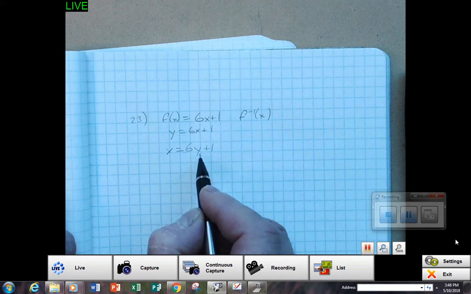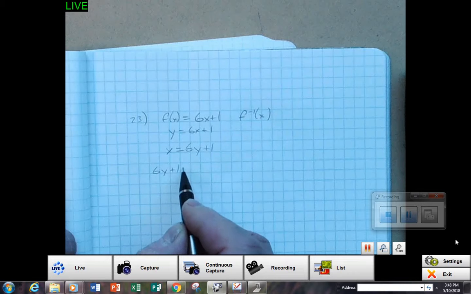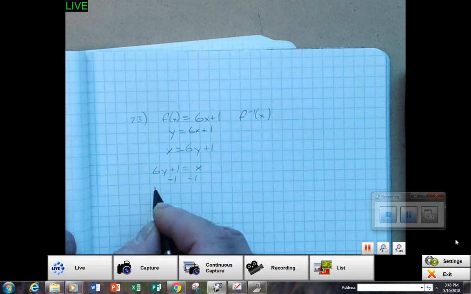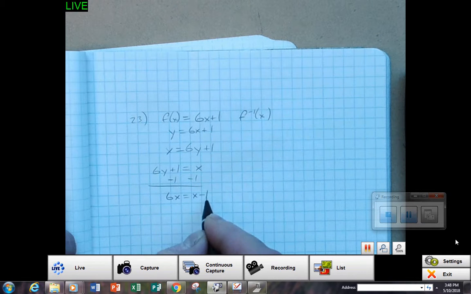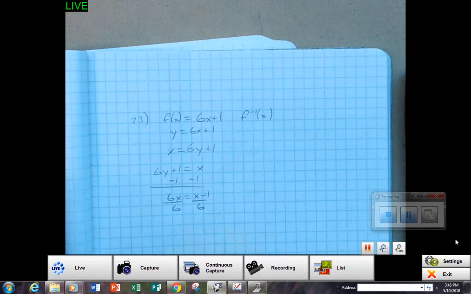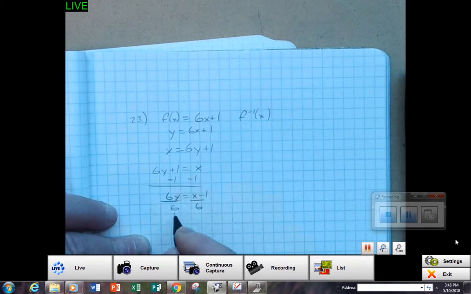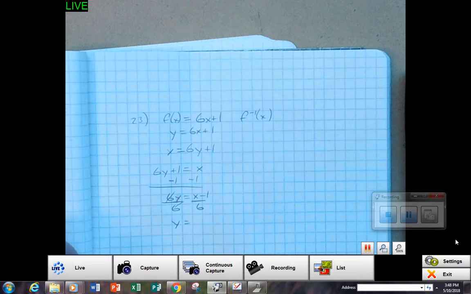Solve this for y. Flip it around so it's on the left side. A little bit easier for some people. Take away this 1 on both sides, and that gives you 6x equals x minus 1. Divide by 6. That's a y right there. Gives me y equals x minus 1. I'm sorry, that's x. Did I write the wrong problem?